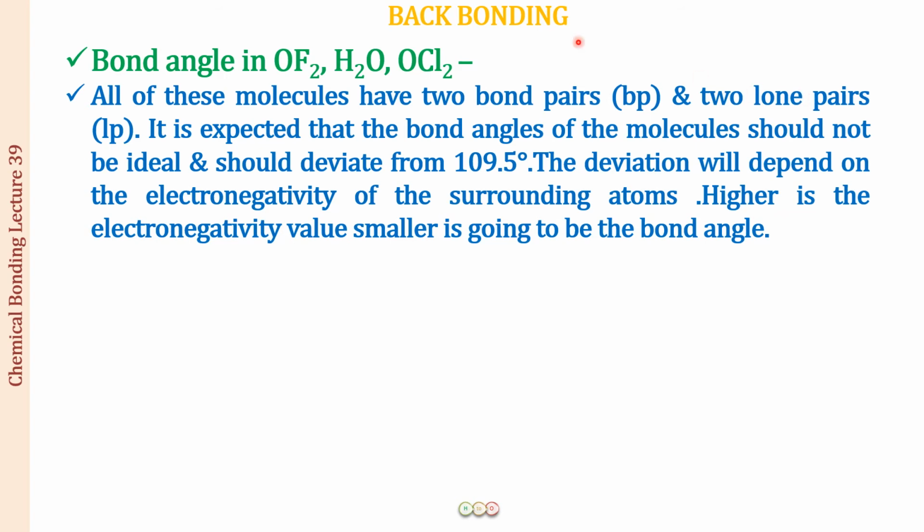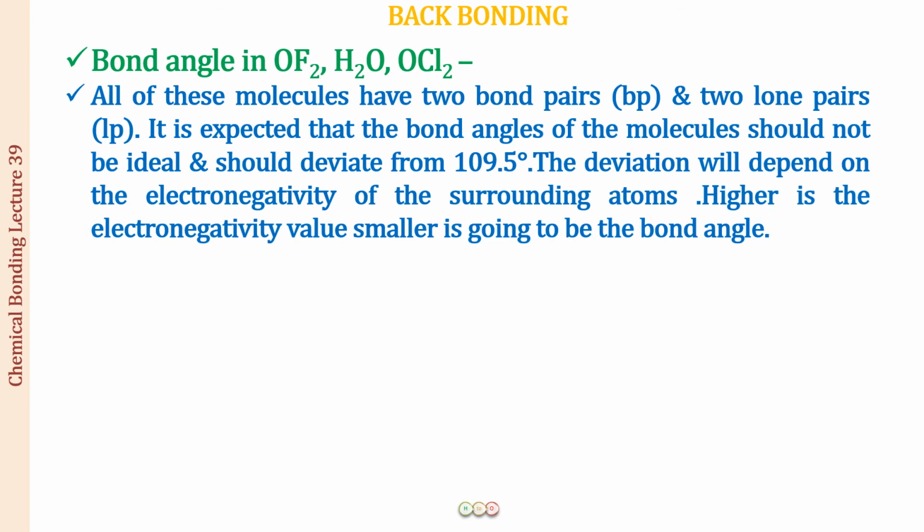The hybridization of oxygen is going to be sp3, and because it has two lone pairs, there is going to be a deviation from the 109.5 degree angle, and this deviation is going to depend upon the electronegativity of the surrounding atom. The more the electronegativity value of the surrounding atom, the smaller is going to be the bond angle for the molecule. Why?